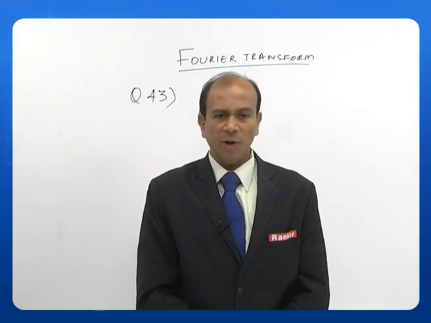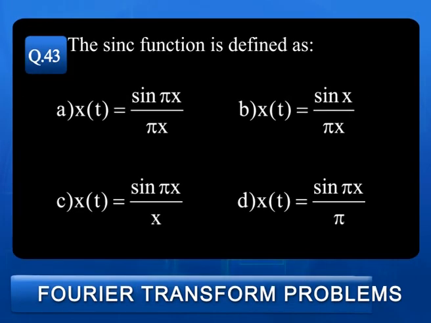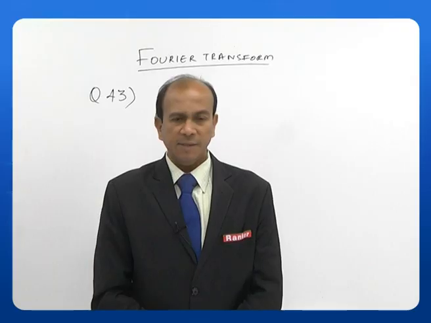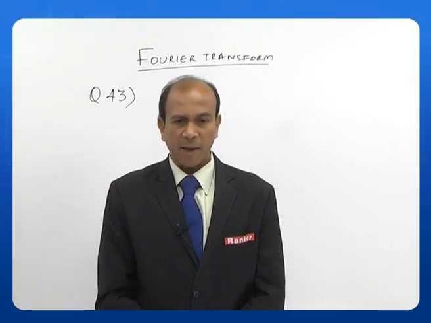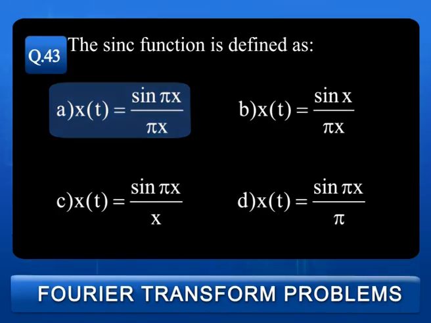The next question, that is the 43rd question. The sinc function is defined as: A, x of t is equal to sin pi x by pi x; B, x of t is equal to sin x by pi x; C, x of t is equal to sin pi x by x; and D, x of t is equal to sin pi x by pi. The answer is A, that is, the sinc function is defined as sin pi x by pi x. Answer is A.